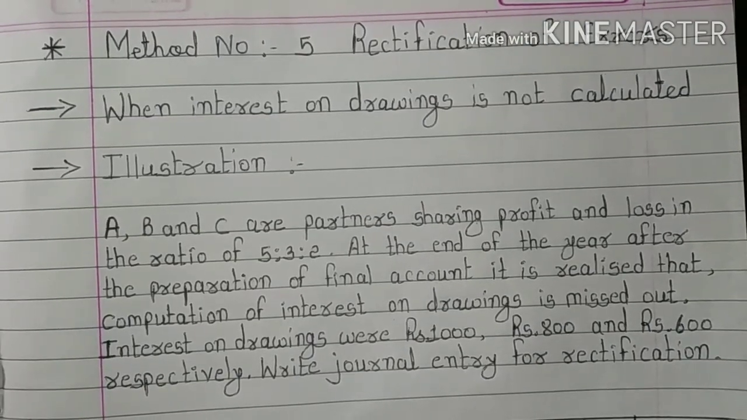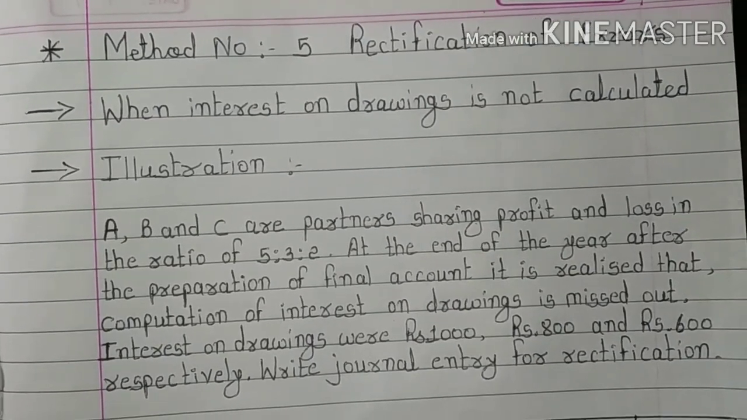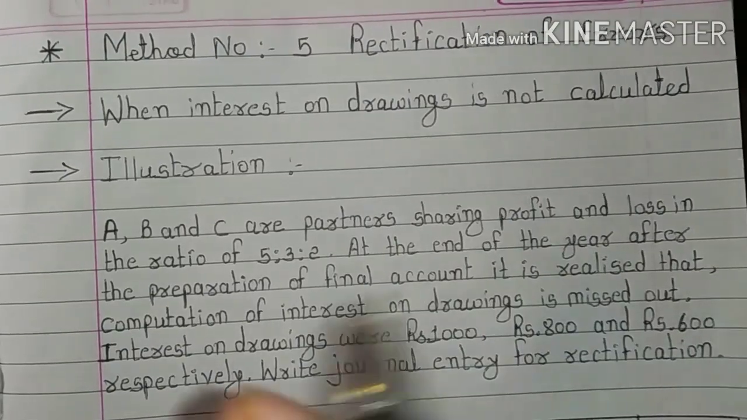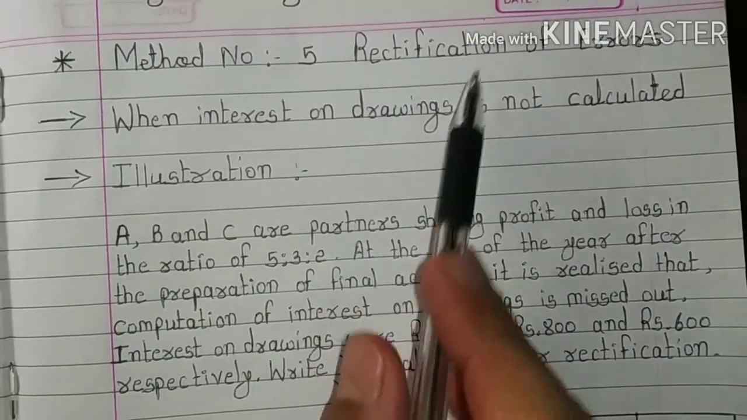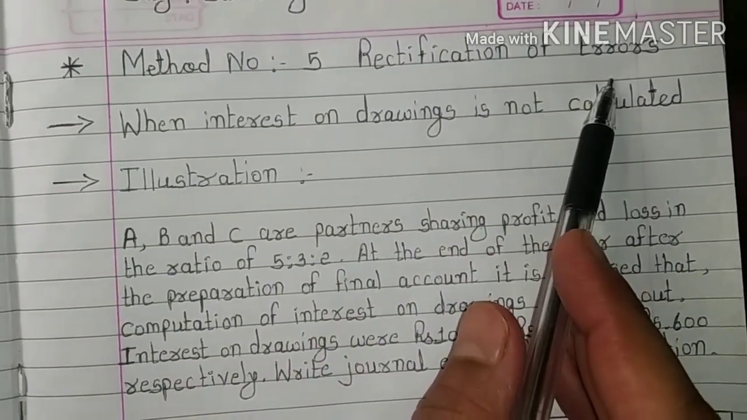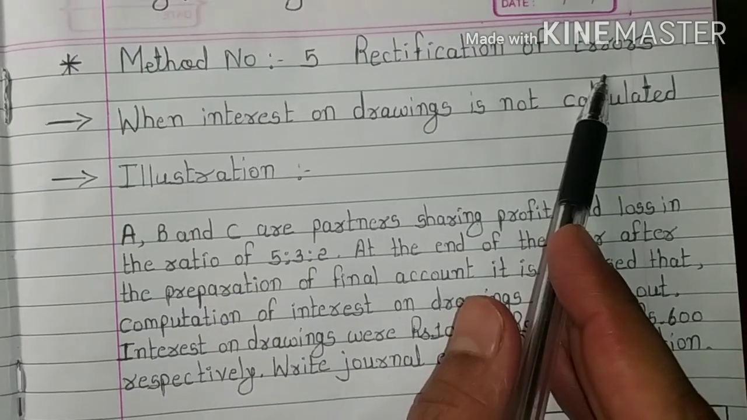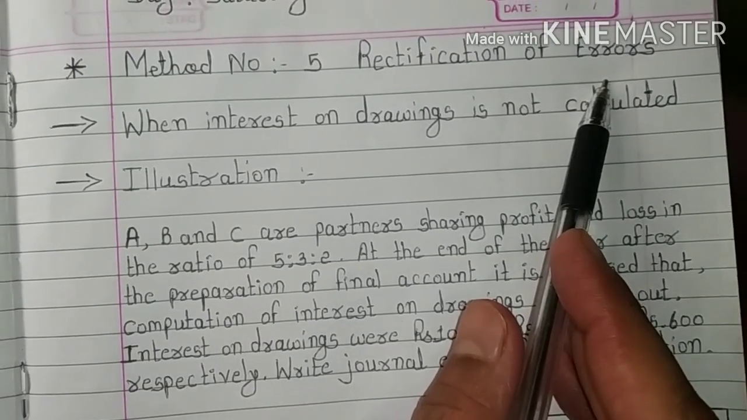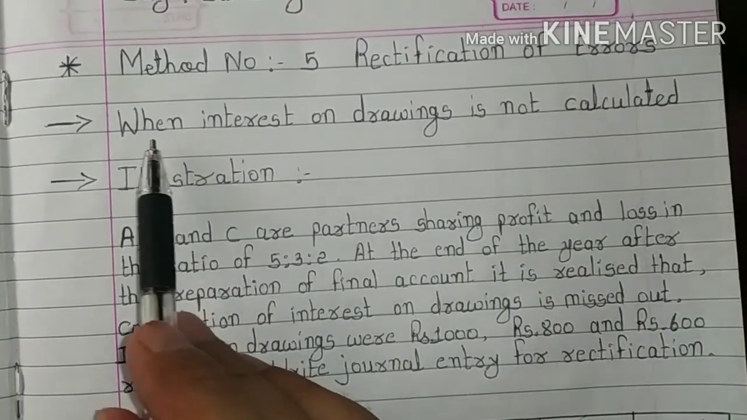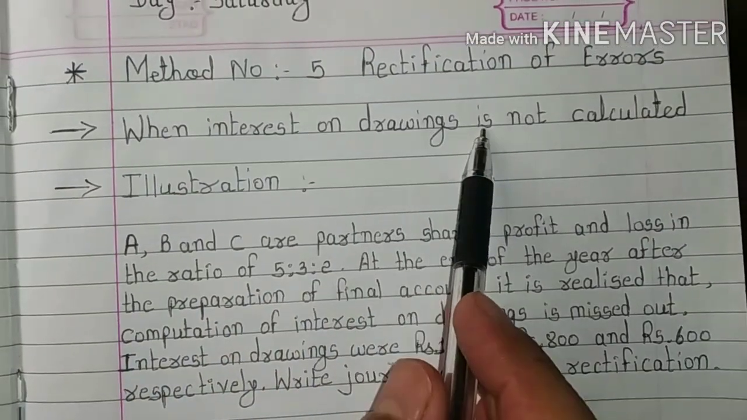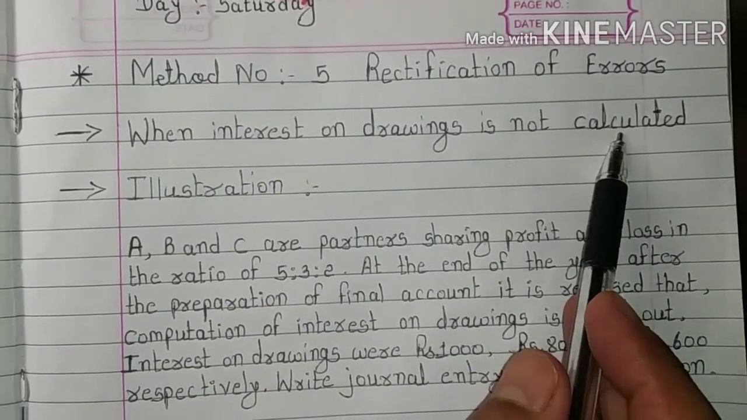Students, in the chapter of Introduction to Partnership, our topic of today is rectification of error. And under this topic, we will learn to rectify the error when interest on drawings is not calculated.